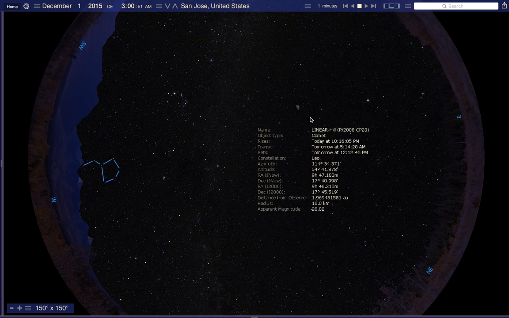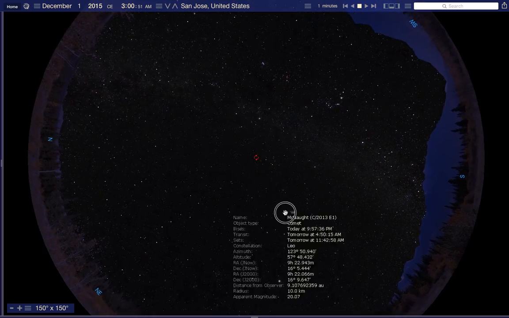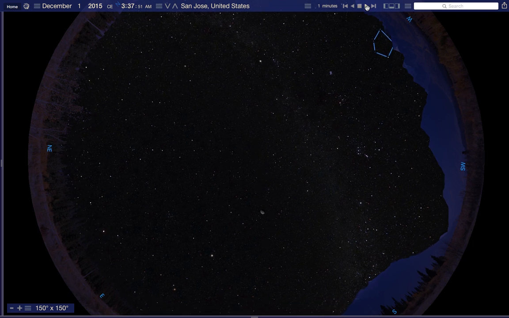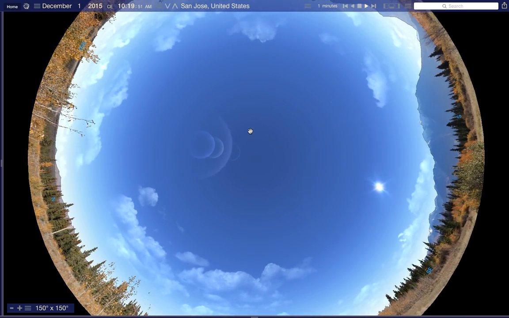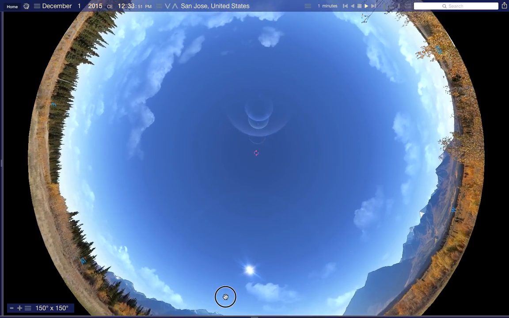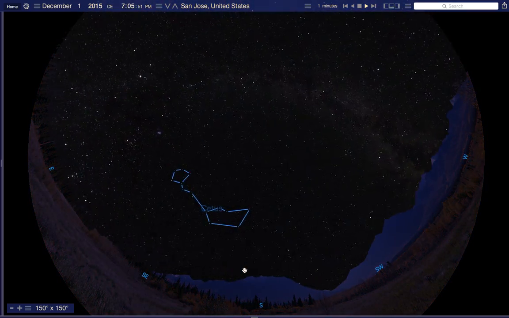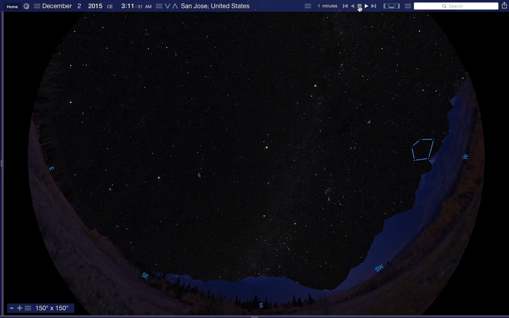The moon's over here, right? And on the west should be on our right hand side. Wait a second, I'm putting a proper position. Okay, there you go. That's better. See the Milky Way right here? Let me stop the flowing of time right here.